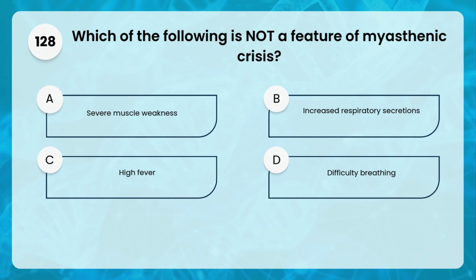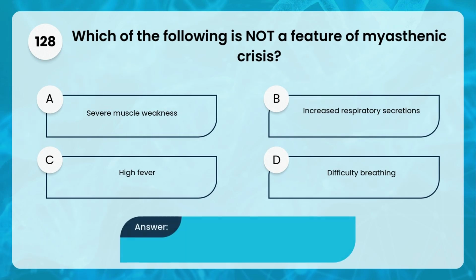Number 128. Which of the following is not a feature of myasthenic crisis? A. Severe muscle weakness. B. Increased respiratory secretions. C. High fever. D. Difficulty breathing. The answer is C. High fever.